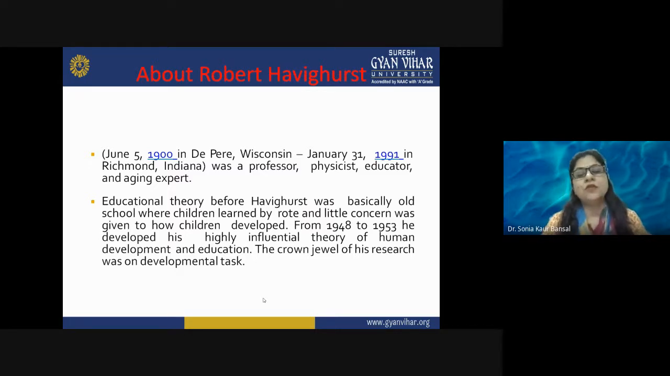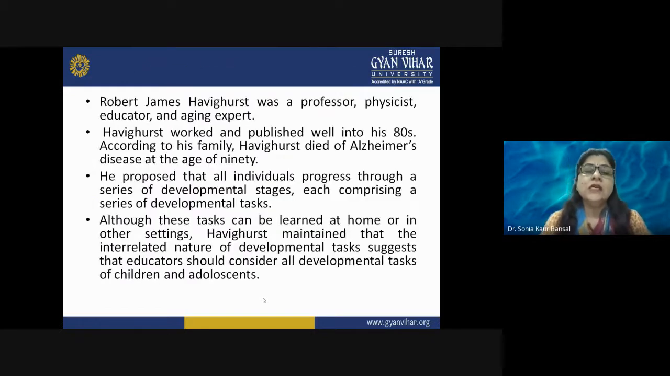The crown jewel of his research was on developmental task, that is, how the learner behaves or does different tasks in different stages as he grows. Robert James Havighurst was a professor, physicist, educator, and an aging expert. He worked and published well into his 80s, according to his family. Havighurst died of Alzheimer's disease at the age of 90.